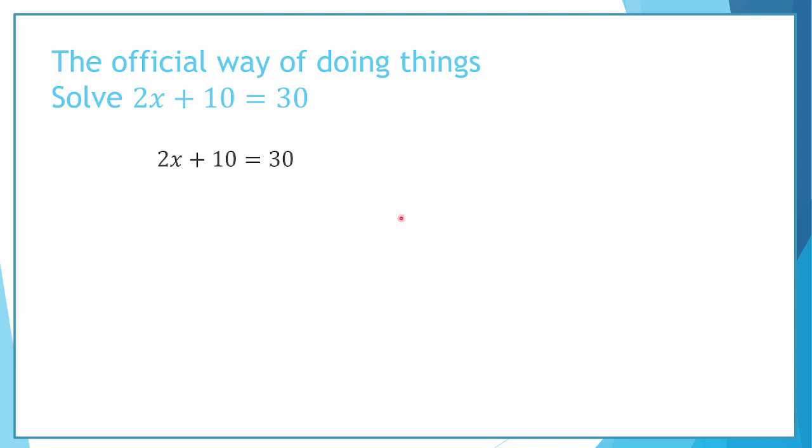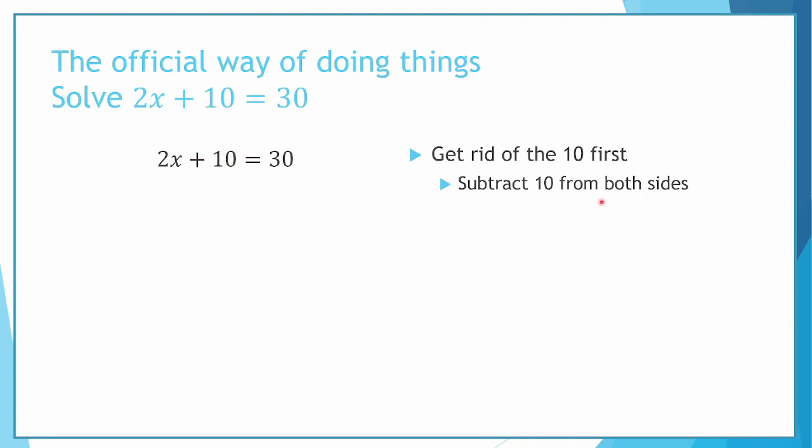So 2x plus 10 is equal to 30. The first thing we want to do is get rid of this 10, so we're aiming to just get our x's on the left side and our numbers on the right side. We're going to get rid of this 10 by doing the opposite of what this 10 is. This is plus 10, and we're going to subtract 10 from both sides, because subtract is the opposite of plus. So that'll look something like this: 2x plus 10 minus 10 equals 30 minus 10.